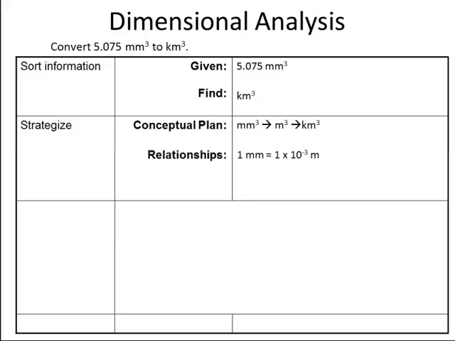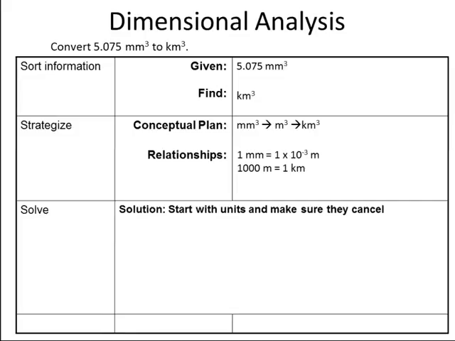All right, so let's look at the relationships. So 1 millimeter is 1 times 10 to the negative 3 meters. We've got 1,000 meters in 1 kilometer. So let's solve it. Remember, once again, starting out with the units. In this case, since I'm starting with millimeters cubed, I'm not going to go from millimeters cubed to meters cubed. I'm going to break it up into 3 separate parts. So there's a millimeters cubed on the bottom 3 times. That will cancel out with the millimeters cubed on top.